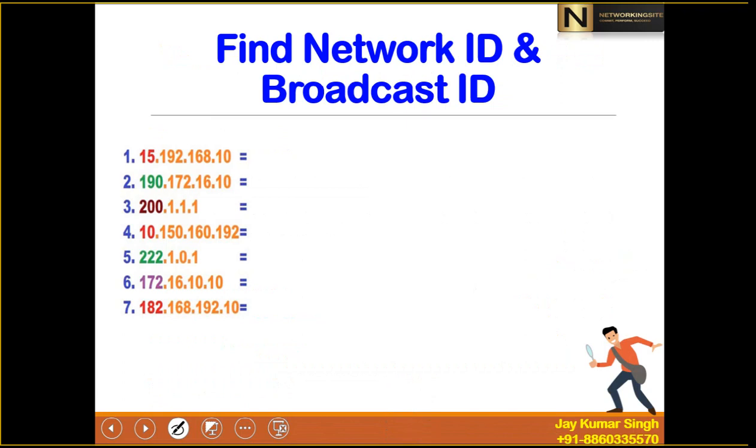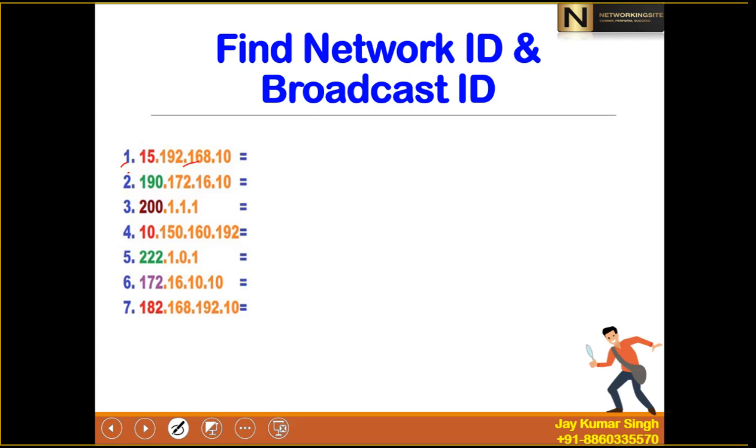Now here we have a question: find the network ID and broadcast ID of this IP address. Suppose we are using the IP address 15.192.168.10. If someone asks what the network ID and broadcast ID are, it means what is the first IP and the last IP of the IP address that you have.